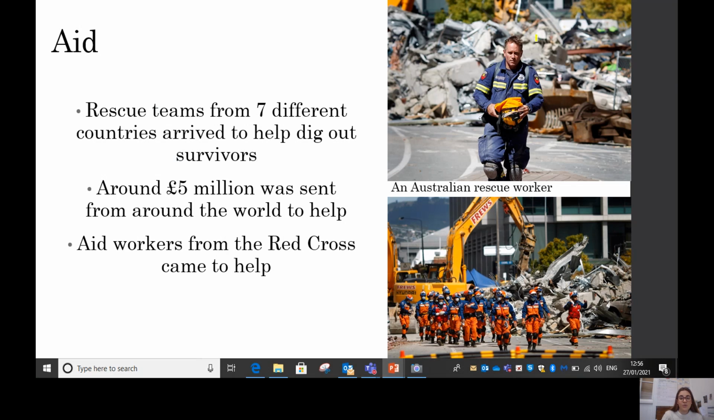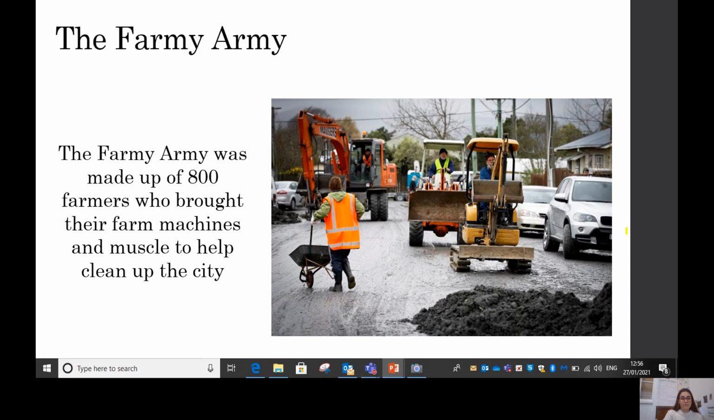So here we have a picture of an Australian rescue worker, and down here we actually have a team of Japanese rescue workers. So lots of aid was sent to New Zealand. New Zealand has its own rescue team as well, called the Farmy Army. So the Farmy Army was made up of 800 farmers who brought their farm machines and muscle to help clean out the city. So obviously it would have been hard to transport a lot of big machines to help clear the rubble, and therefore people who had machines in New Zealand, such as the farmers and the Farmy Army, they lent their machine, they drove it down, and they helped clear the rubble with all their machinery.